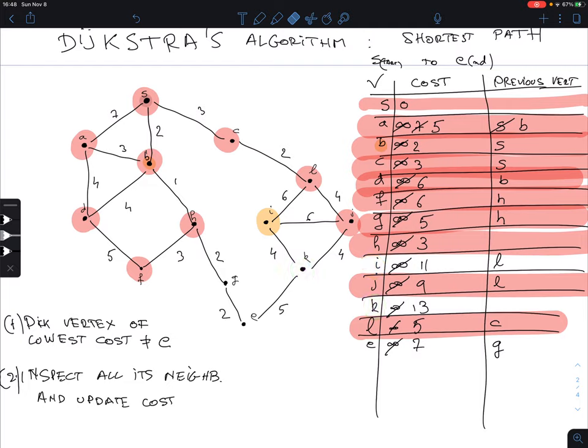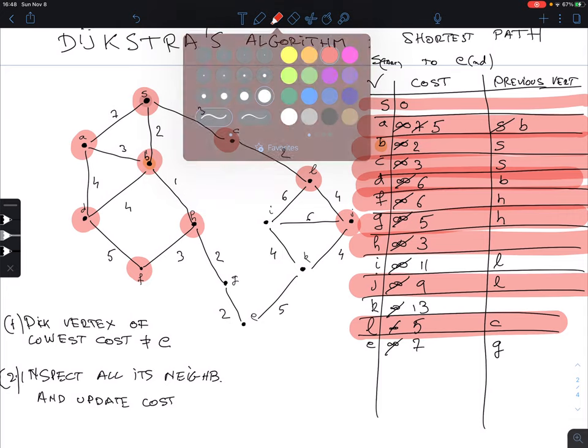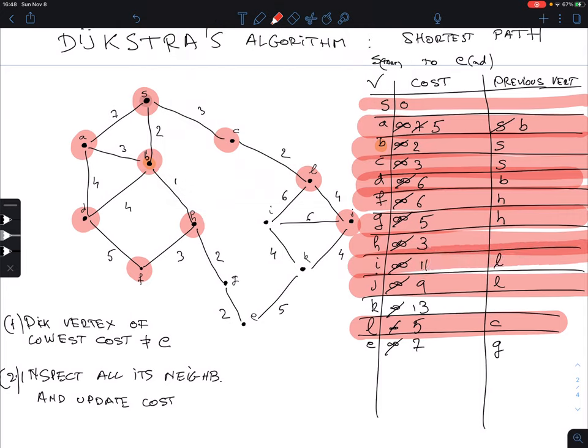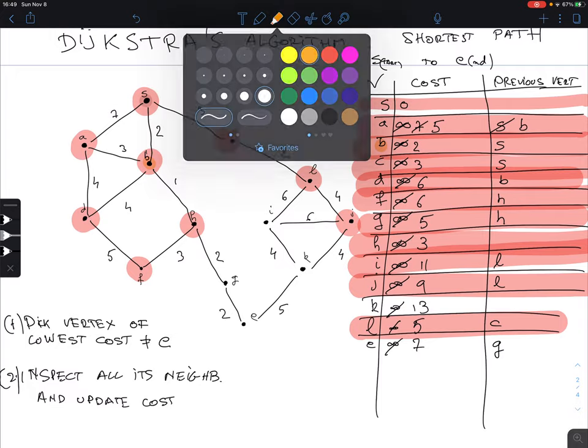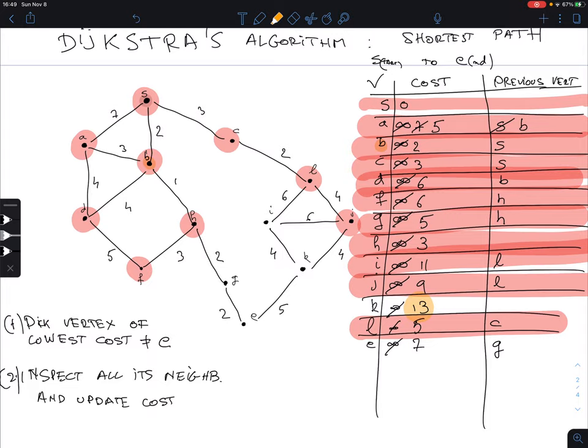So K, I, except that I is now also exhausted. All the information of I we used. Finally, we have K. Okay, so what this particularly means is that so far, the cheapest way to go to K is 13. Okay, we're in K. Here is K. What are your neighbors, K?